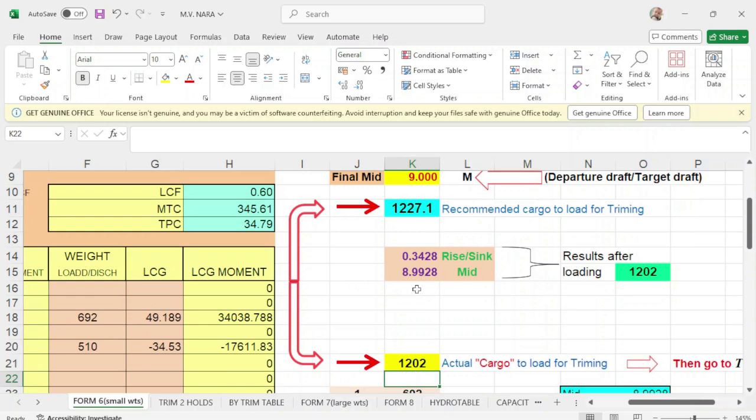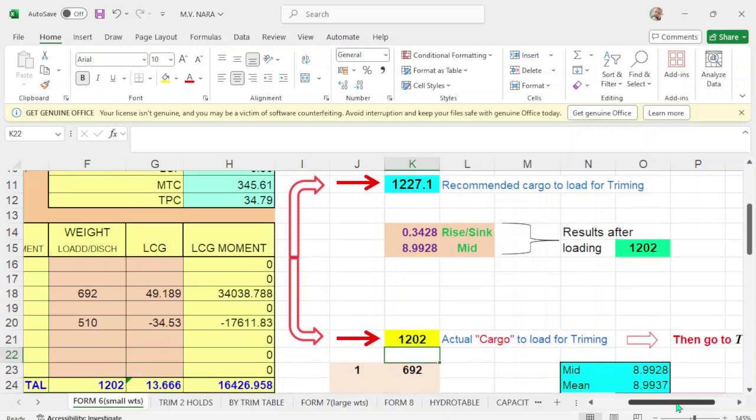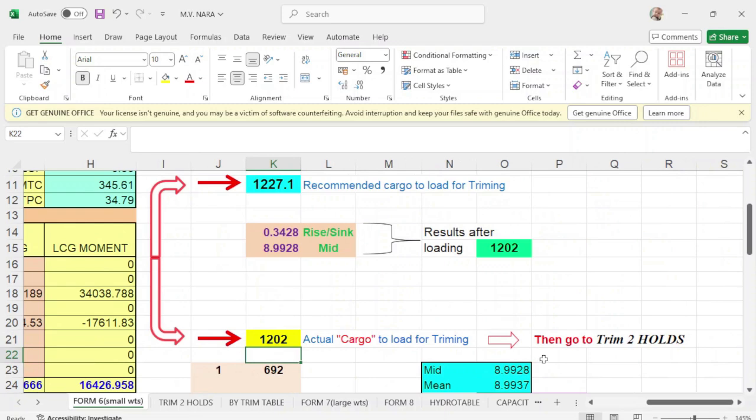1202. So you have a less centimeters from your departure drop, and your sinkage is less than 35. Okay, so let's proceed. It says here, then go to trim holds 2. You go to trim holds 2.